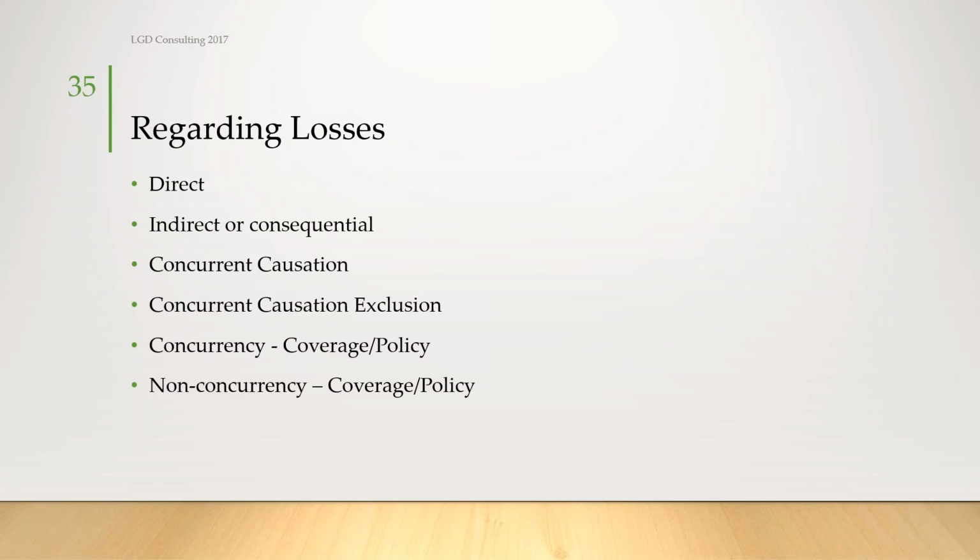So now we have two perils acting in tandem. One is covered, collapse, but one is specifically excluded, earthquake. And under concurrent causation exclusion, if one peril is covered but one is specifically excluded, neither would be covered. So it's kind of the opposite of concurrent causation. All right, again, concurrent causation, two perils act in tandem, one is covered, one's not, both are covered. But the concurrent causation exclusion, two perils act in tandem, one is covered, one is specifically excluded, then neither will be covered.